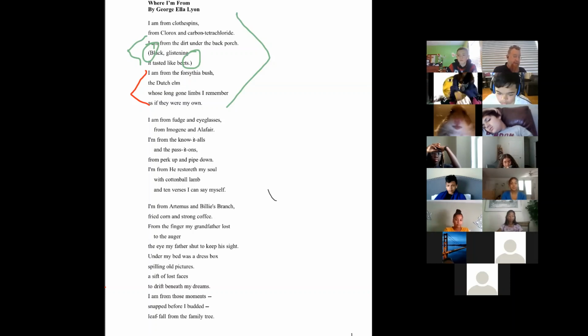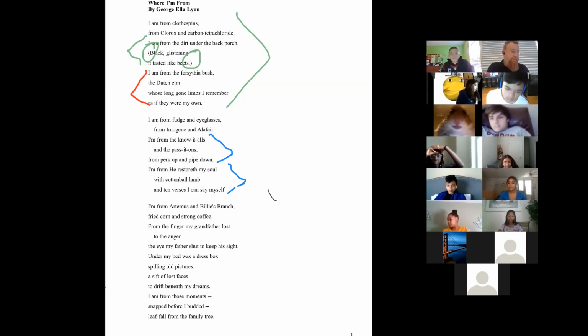All right, let's talk about a couple of different lines here, because these next 6 lines, I think they actually really help us with trying to write our poems a little bit better. Because I think what George Ella Lyon has done here is really creative. She's found a really creative way to get to things that you and I can very easily relate to, but she's talking about them in a figurative way as opposed to a literal way. So the first bunch here, I'm from the know-it-alls and the pass-it-ons, from perk up and pipe down.